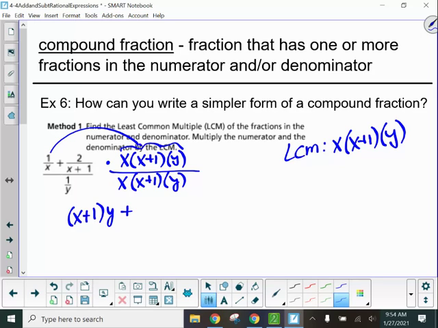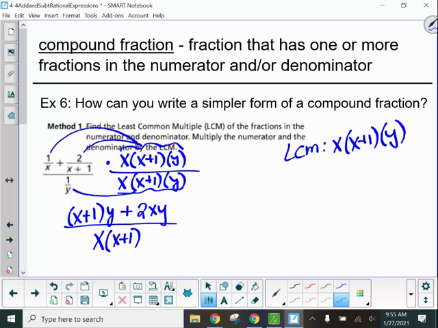So that's multiplying this whole term by that. And then I multiply it by the second fraction. When I multiply it by the second fraction, the x plus 1s are going to disappear, and I'm left with 2 times x times y. When I multiply this whole thing by the denominator, which is 1 over y, the y's are going to divide out, and I'm left with x times x plus 1.